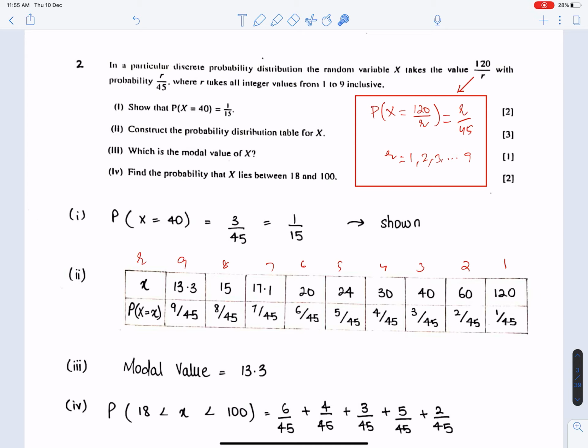For x equal to 40, the value of r should be 3 here, because when you put 3 here, this will become 40. So r should be 3 here and here. So when you put 3 here, you will get 1 upon 15. Here is the answer.